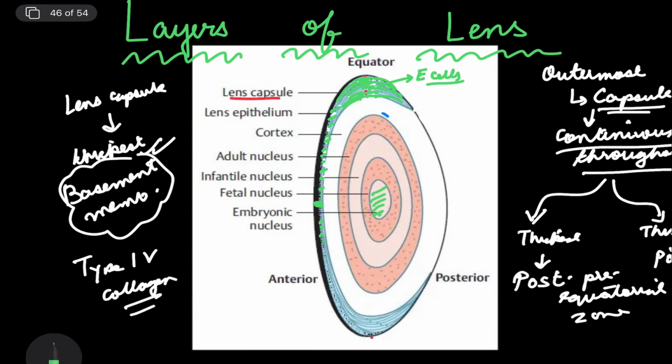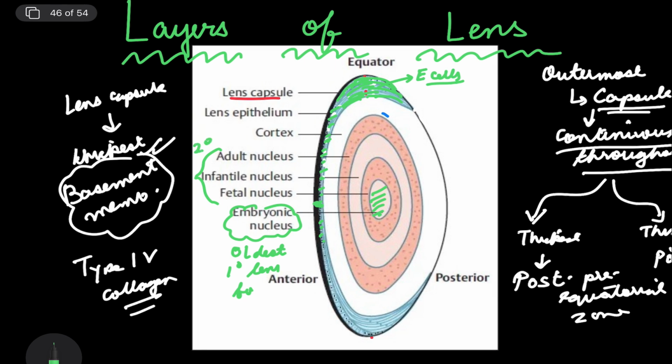The embryonic nucleus. Why? Because the lens fibers start being laid off at the center, and around it newer and newer fibers are laid. So in a way, we can say that the embryonic nucleus is the oldest, and as such is known as the primary lens fibers. All the other fibers are known as secondary lens fibers.